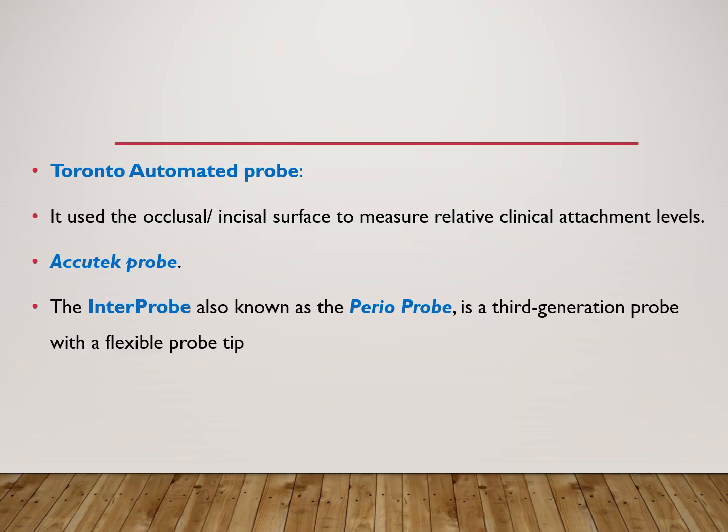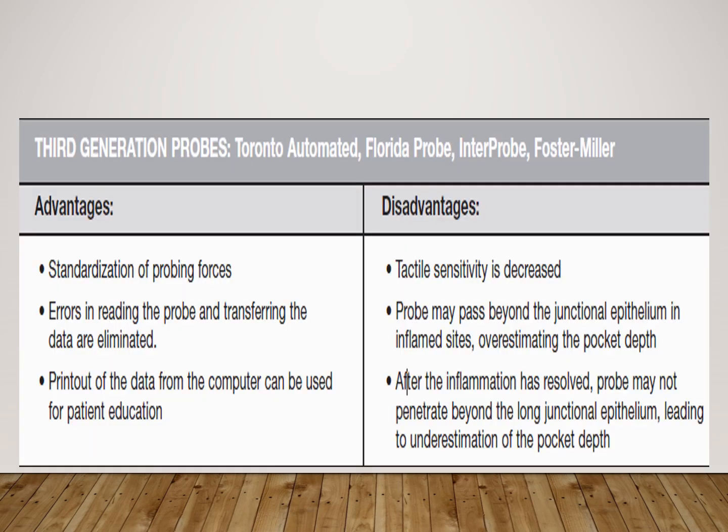One more example is the Toronto automated probe, which uses the occlusal or incisal surface to measure relative clinical attachment levels. Another example is the Acutech probe. Then there is the Interprobe, also known as Perioprobe, a third generation probe which has a flexible probe tip.